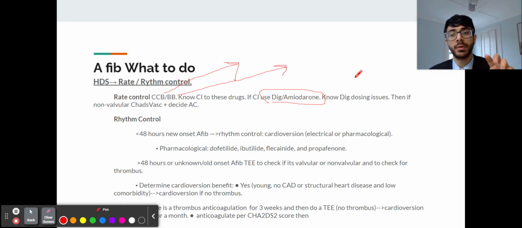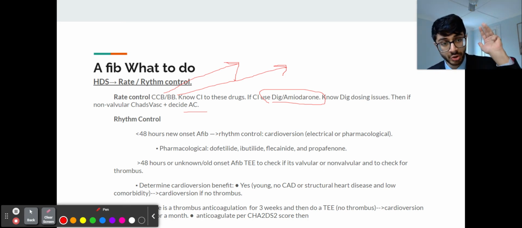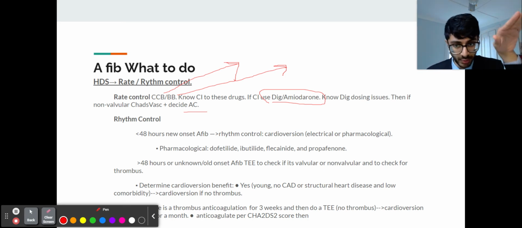And then after you rate control them, you're going to determine their CHA2DS2-VASc. If their CHA2DS2-VASc is high, for a man or woman, you're going to anticoagulate them with whatever. So AFib and hemodynamically stable, decide to rate control with beta blocker or calcium channel blocker. If that doesn't work, digoxin or amiodarone, do CHA2DS2-VASc and decide to anticoagulate. That's all you need to know.